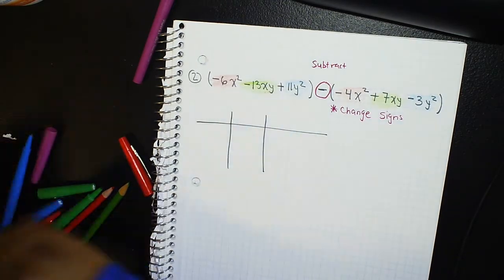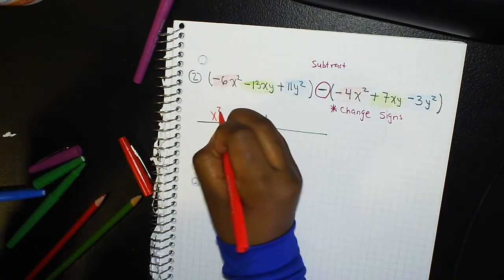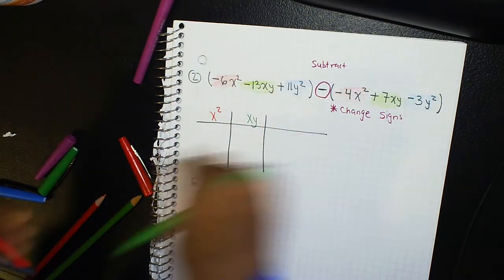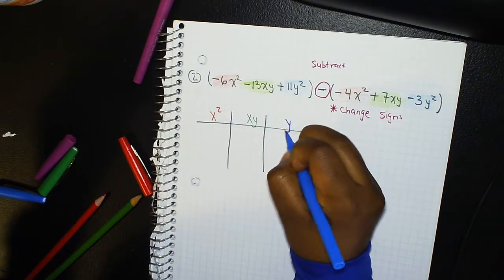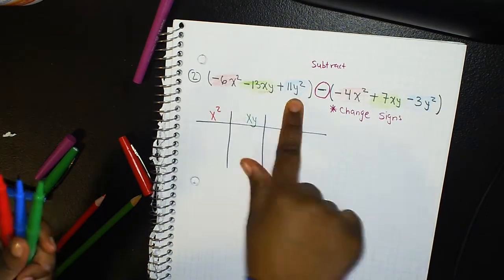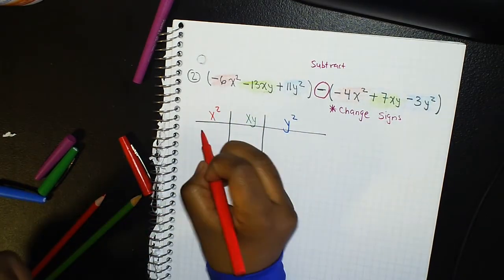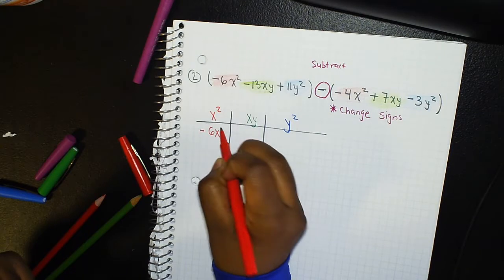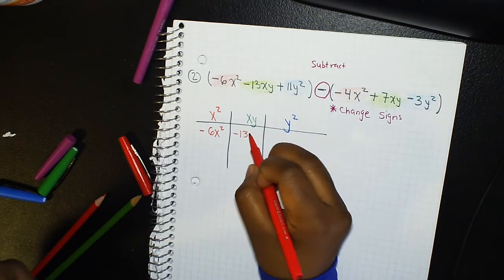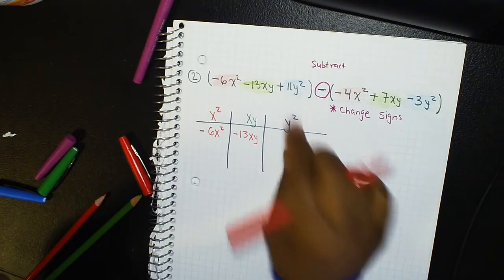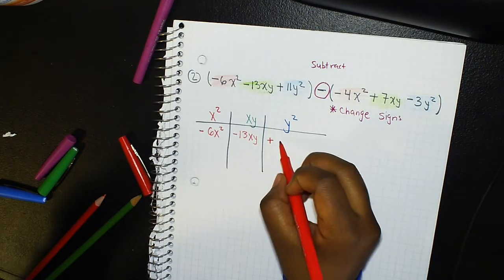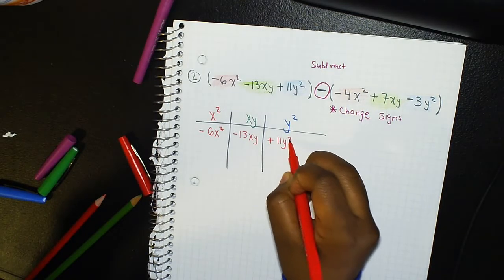I have x squared, xy, and y squared. Now let's go through and line up. The first term stays the same. So we have negative 6x squared, and then minus 13xy, and then plus, oh, I'm writing these all in the wrong color, but plus 11y squared.